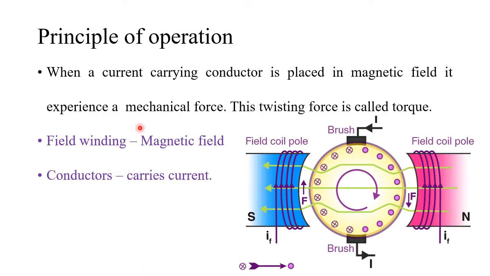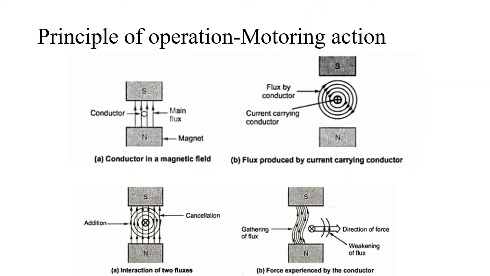Principle of operation. When a current carrying conductor is placed in the magnetic field, it experiences a twisting force, and that force we call a torque. In order to produce the torque, we need two things: one is field winding for producing magnetic field, and another is a conductor for carrying the current. This is the basic principle of operation of a DC motor, and the current is a DC current. Here you can see the diagram demonstrating the principle of operation.